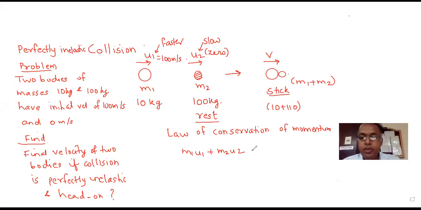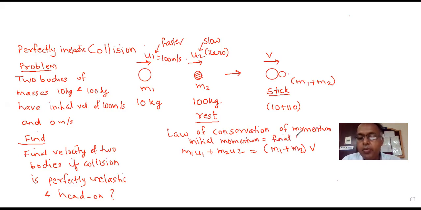m1 plus m2 v. Okay, so m1 u1 plus m2 u2 is equal to m1 plus m2 into v. Okay, this is initial momentum is equal to final momentum. म्हणजे this is law of conservation of momentum.